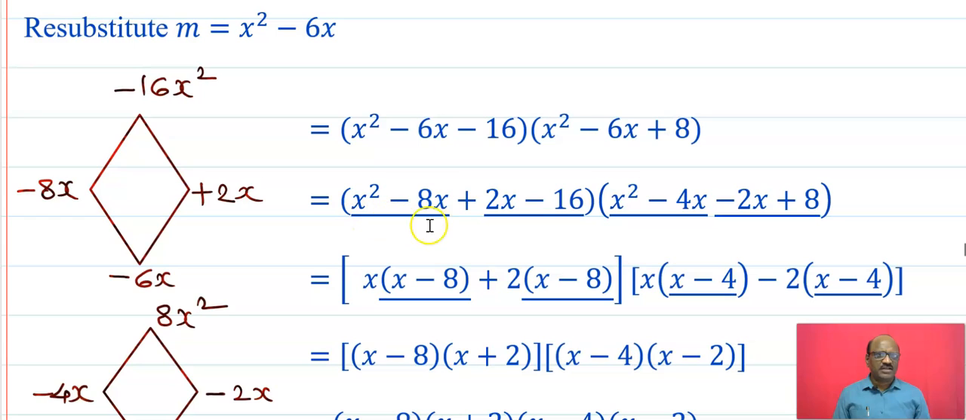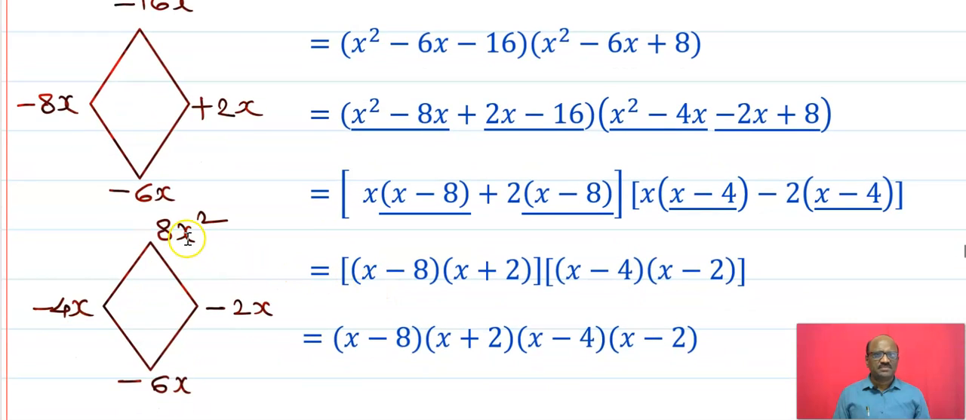Take x as common, then in bracket you will get x minus 8. 2x minus 16, take 2 as common. What about the next term? The product is 8x square and the sum must be minus 6x. So the factors are minus 4x and minus 2x. Minus 4x minus 2x is minus 6x and their product is 8x square. In this way minus 6x is replaced by minus 4x and minus 2x.